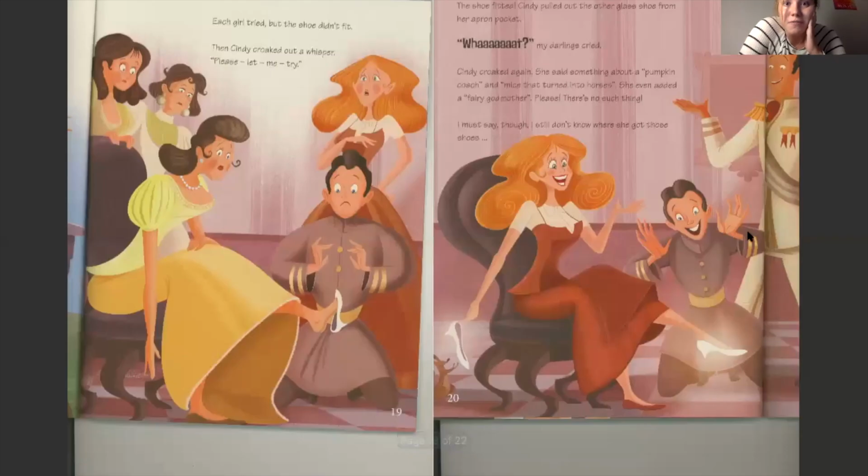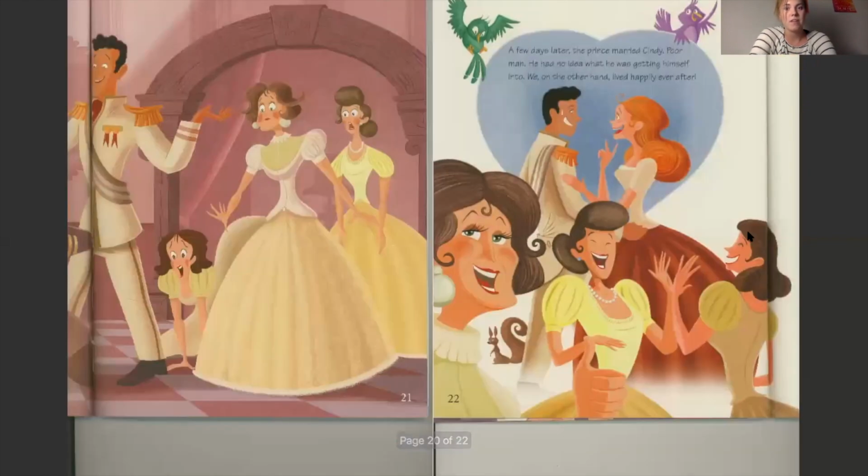The shoe fit. Cindy pulled the other glass shoe from her apron pocket. What? My darlings cried. Cindy croaked again. She said something about a pumpkin coach and mice that turned into horses. She even added a fairy godmother. Please, there is no such thing. I must say, though, I still don't know where she got those shoes. A few days later, the prince married Cindy. Poor man. He had no idea what he was getting himself into. We, on the other hand, lived happily ever after.